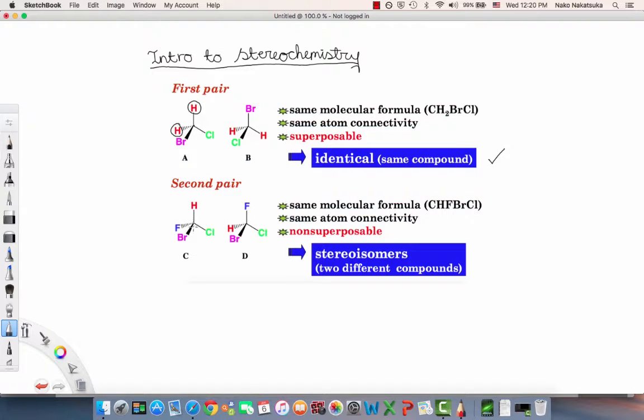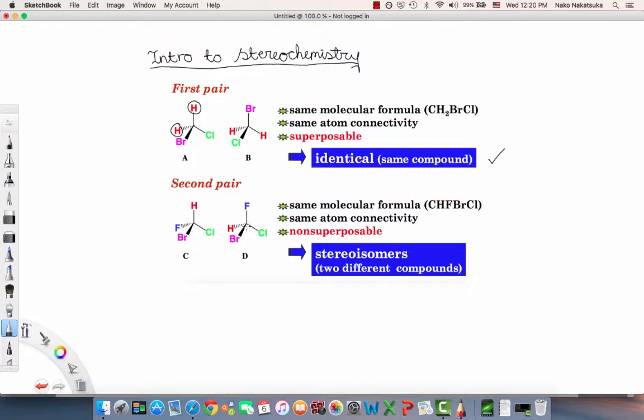On the other hand, now let's check out the second pair. In this case, we have the molecular formula CHFBrCl with a central carbon atom bound to four different atoms. Now we have hydrogen, fluorine, bromine, and chlorine. So again, we have the same atom connectivity where we have this tetrahedral structure with the central carbon attached to four other atoms, but now it's non-superposable.